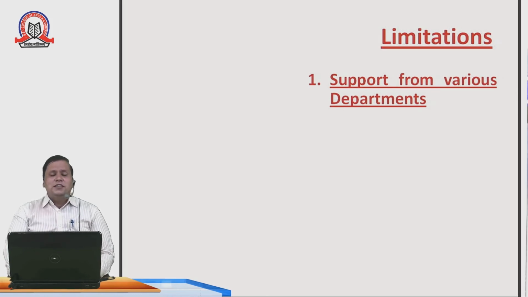It is not necessary that all the departments will support their superior's or subordinates' decision. Some might disagree. In that case, the lack of support from various departments becomes a limitation. So proper control and coordination is required amongst the departments.